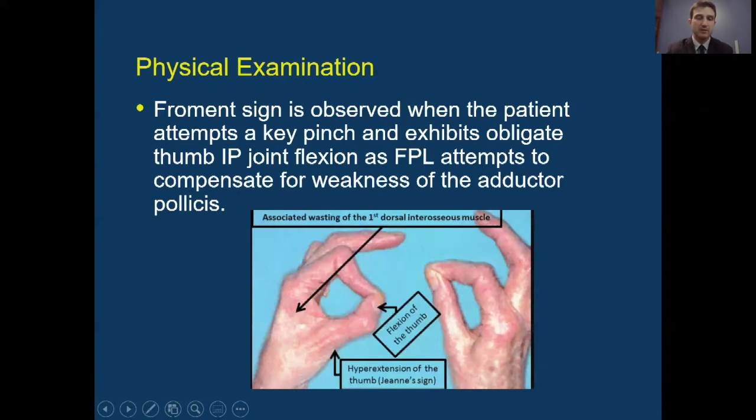The second thing you see here is a Froment sign, where instead of having this normal pinch, as you see on the right in this figure, you start to see an abnormal pinch where you're flexing through the tip of the thumb, and then you're using your index finger in this flexed posture, because you're using a different group of muscles to recreate this pinch. You can no longer pinch the normal way, because the interosseous muscle, the muscle between the thumb and the index finger, is not working properly.